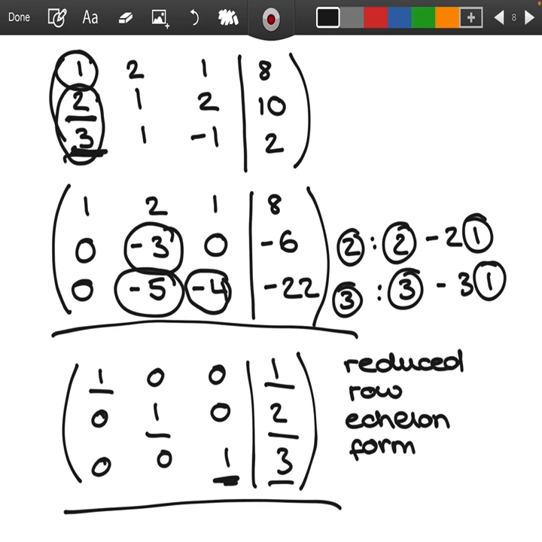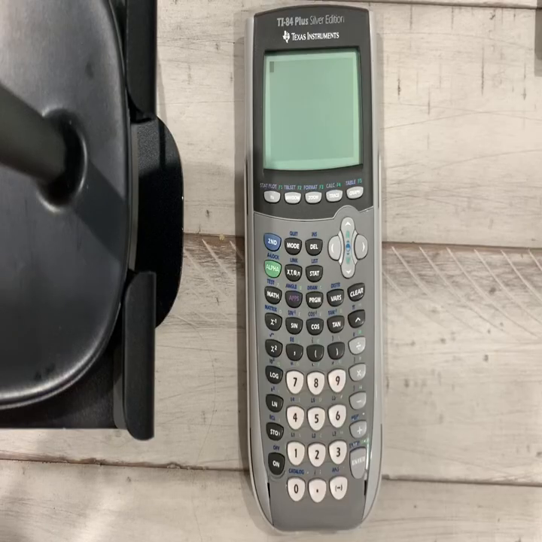Reduced row echelon form is where you have made your left-hand matrix as simple as it can possibly get. So you've gone fully through both forward elimination, but also backward elimination. Reduced row echelon form is what you're actually going to see on your calculator, because it's called RREF on the calculator. So I want you to know what that actually means.